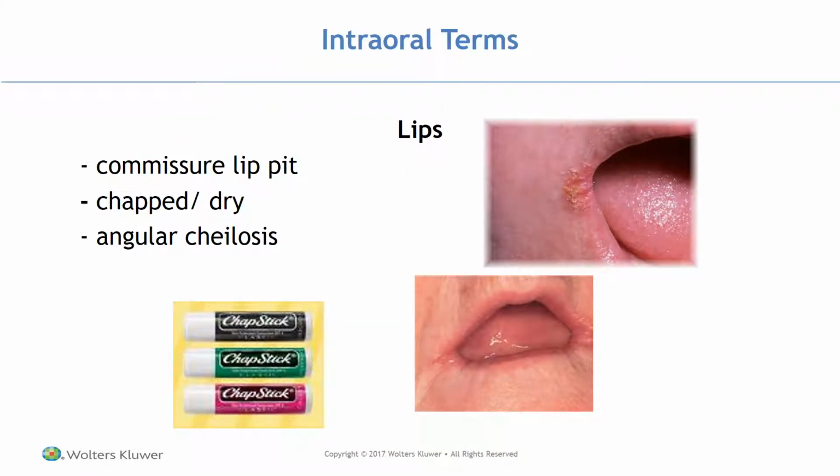All right, commissure lip pit, we talked about that a little bit in histology, where people can have a little pit right in the corners of their mouth here, and they can get very dry and chapped. They can also get angular cheilosis, which is pretty common with that, but really anybody can get angular cheilosis. So just making sure that they are keeping up on it. There's Chapstick on here, but really I recommend Aquaphor because it's so gentle and so effective on the tissues.